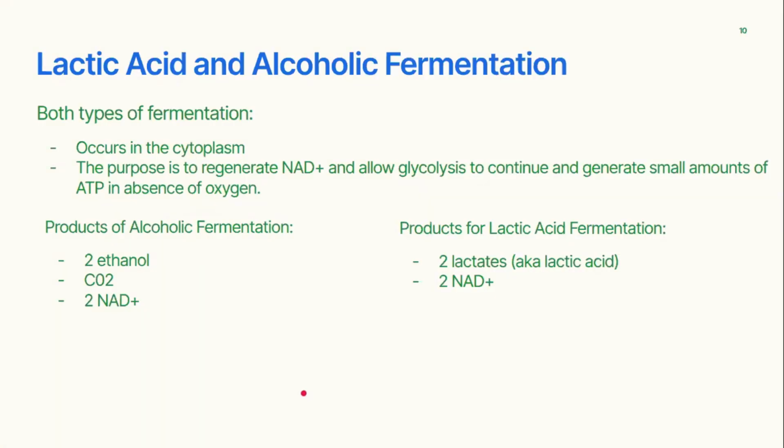So now we're going to be talking about lactic acid and alcoholic fermentation. Both types of fermentation occur in the cytoplasm, and their purpose is to regenerate NAD+, which is an empty electron carrier in the oxidized form, and allow glycolysis to continue and generate small amounts of ATP in the absence of oxygen. The products of alcoholic fermentation, which we'll explain more in the next slide, are 2 ethanol, CO2, and 2 NAD+, while the products for lactic acid fermentation are 2 lactates, aka lactic acid, and 2 NAD+.